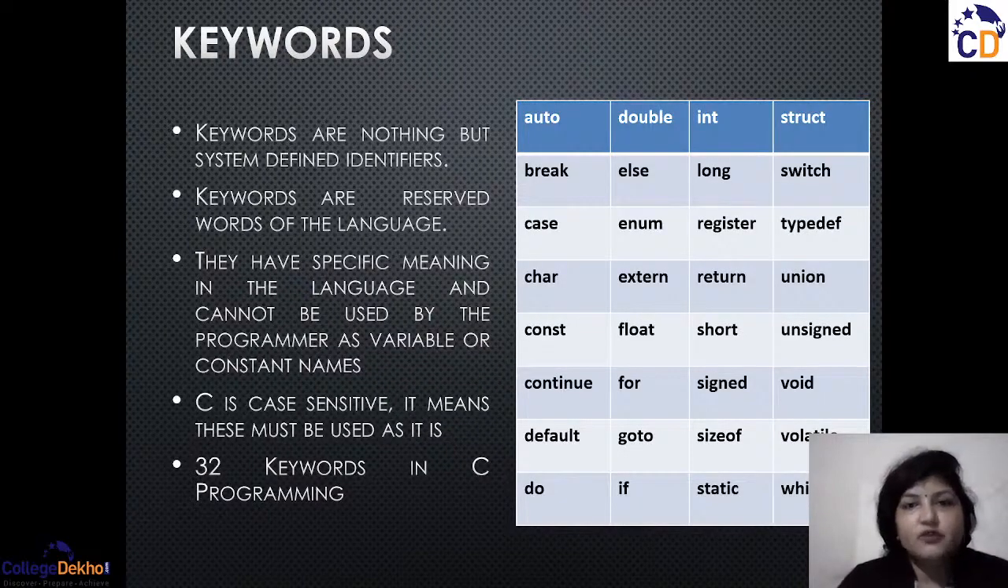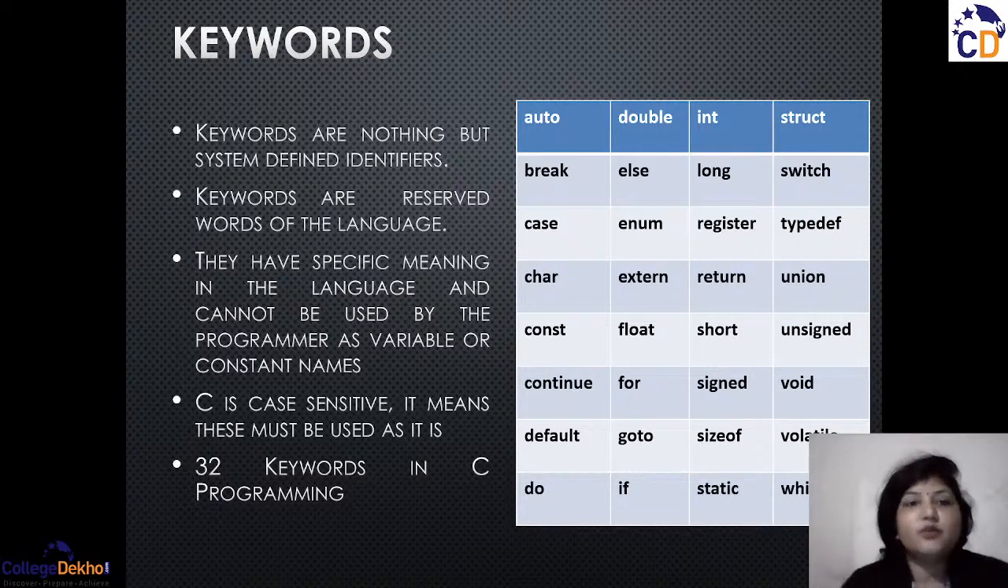Then we have some of the keywords. I have shown you what keywords are and why these are not treated as identifiers. So keywords are nothing but system defined identifiers. I told you these are not user defined identifiers. User defined means something like student name. Is there any variable like that on my screen, student name? No, because these are the keywords that are saved in the memory, which have their own special meaning that the compiler can understand easily.